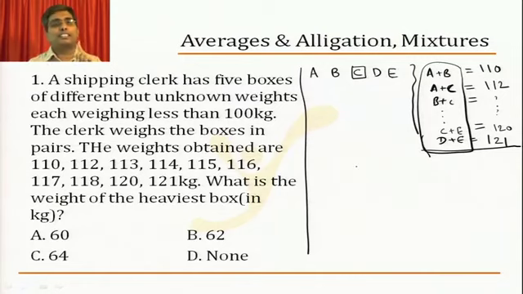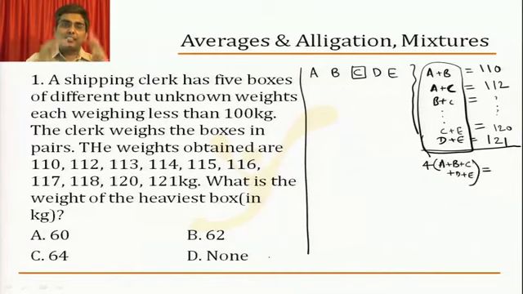Similarly, B will come 4 times, C will come 4 times and so on. Hence we can confidently say the left hand side will become equal to 4 into (A plus B plus C plus D plus E). While there is no average in this question, I have the sum of all the weights in pairs. That means each box by itself is coming how many times? 4 times in the sums.